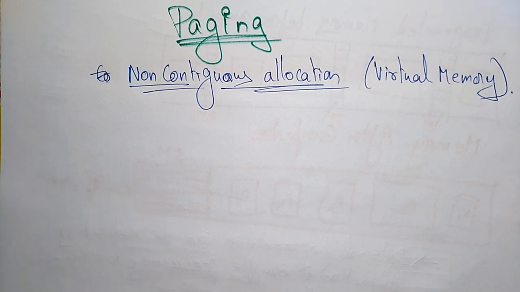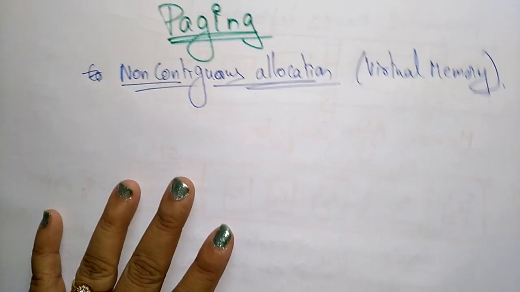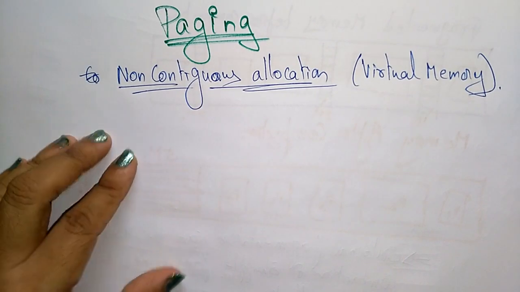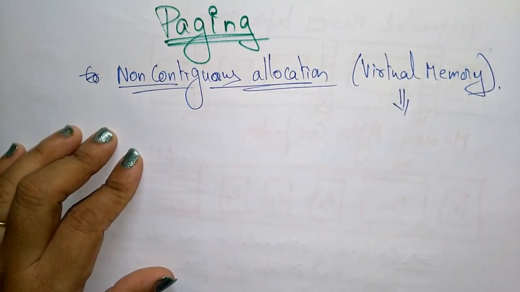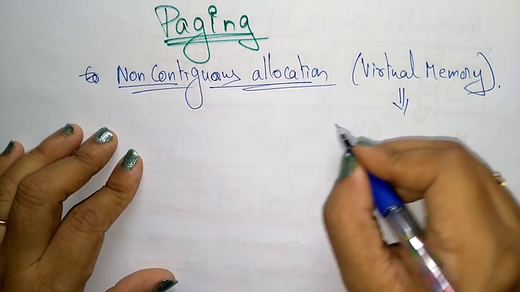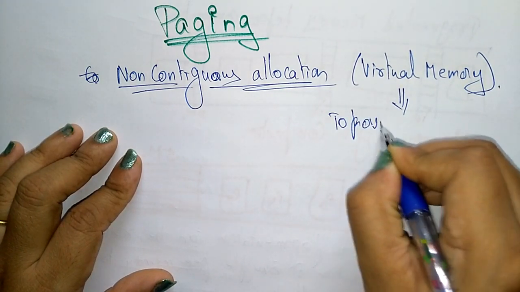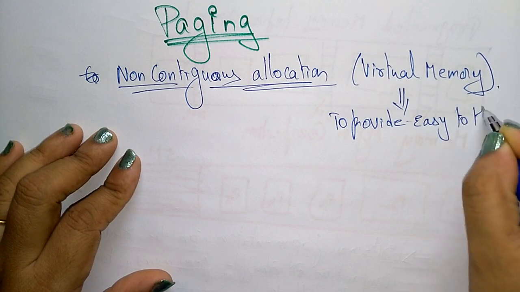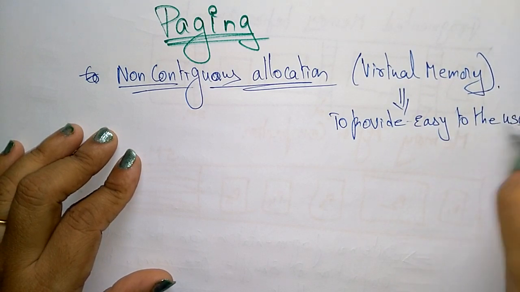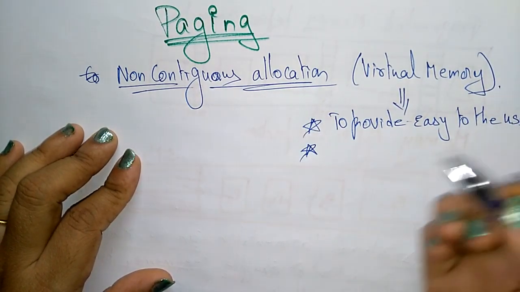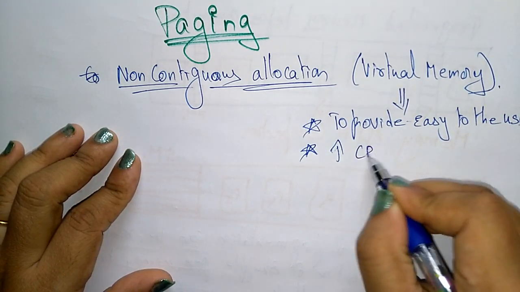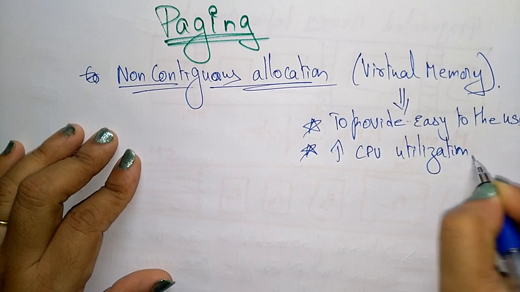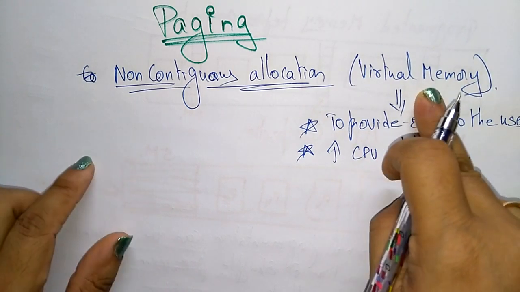Actually, to provide ease to the users and at the same time to increase the CPU utilization, we use the concept of virtual memory. Why are we using the virtual memory concept in the operating system? To provide ease to the users and at the same time to increase the CPU utilization.